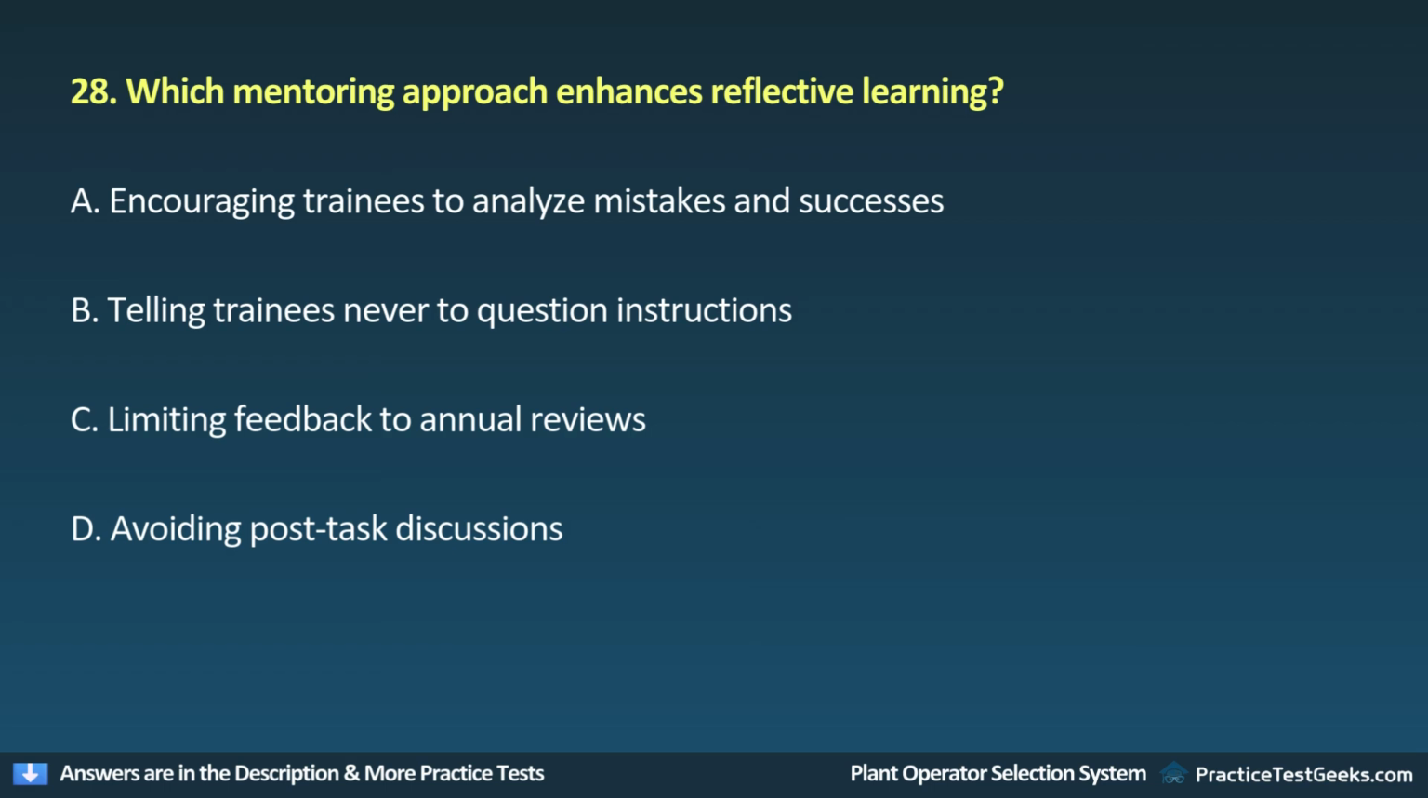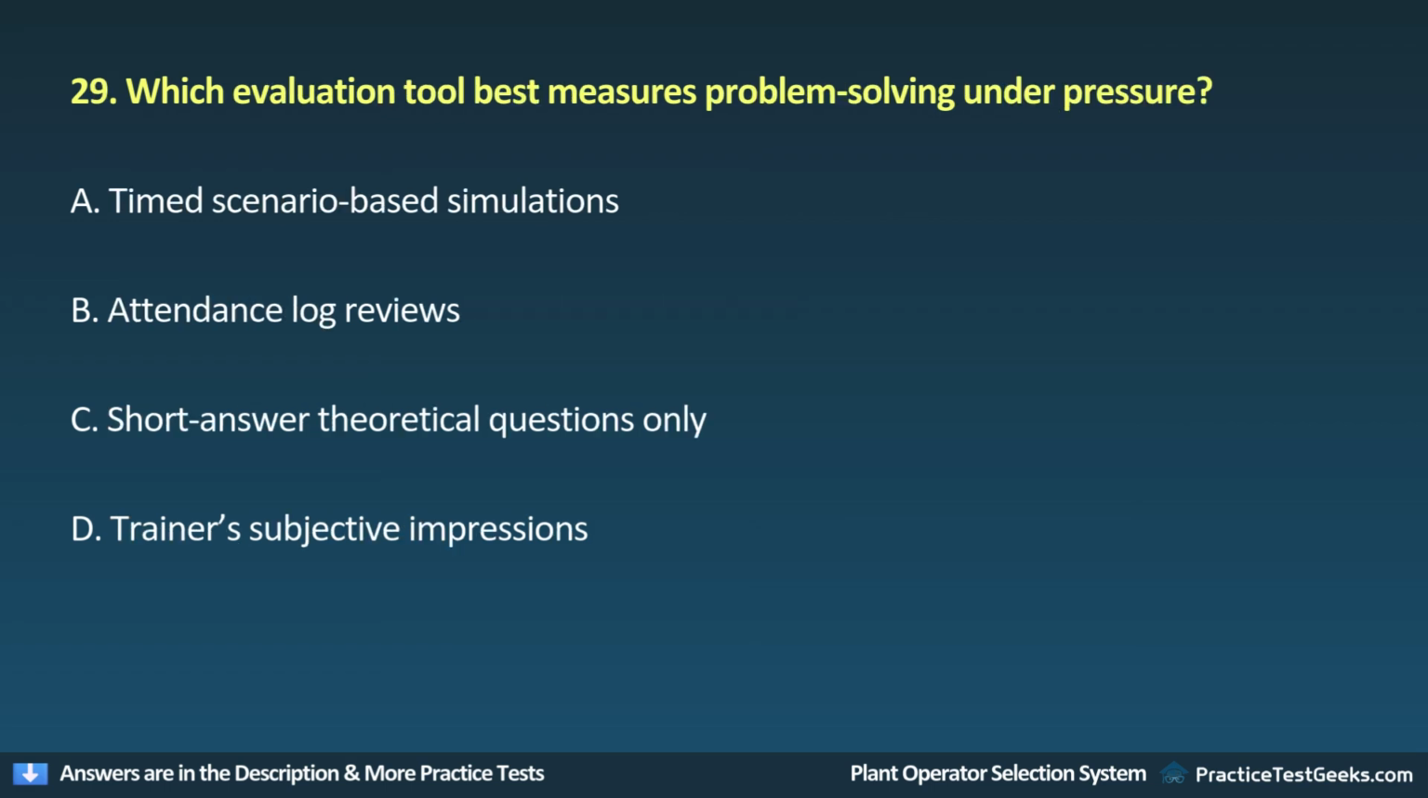28. Which mentoring approach enhances reflective learning? A. Encouraging trainees to analyze mistakes and successes. B. Telling trainees never to question instructions. C. Limiting feedback to annual reviews. D. Avoiding post-task discussions.